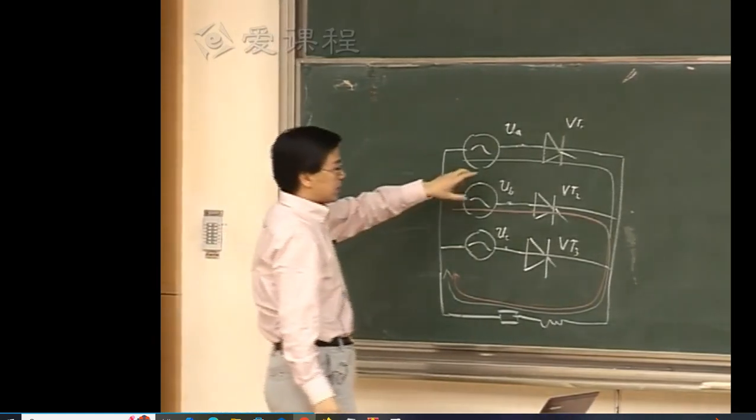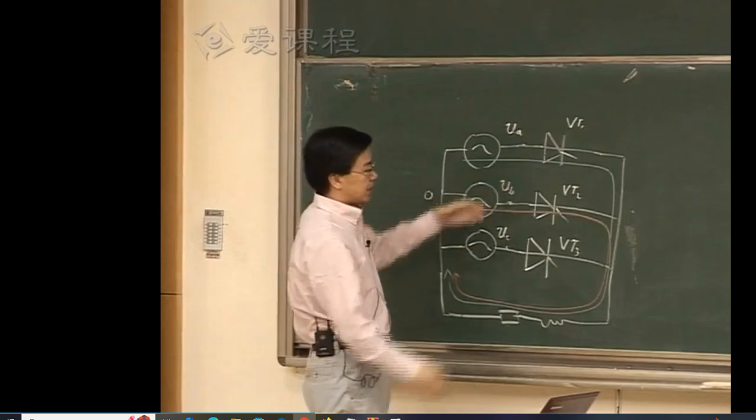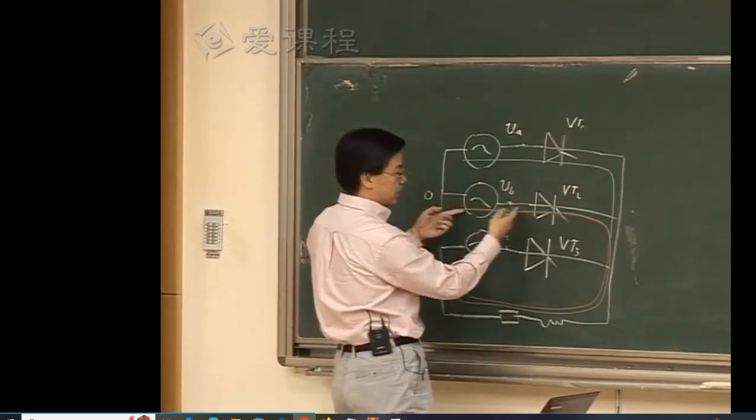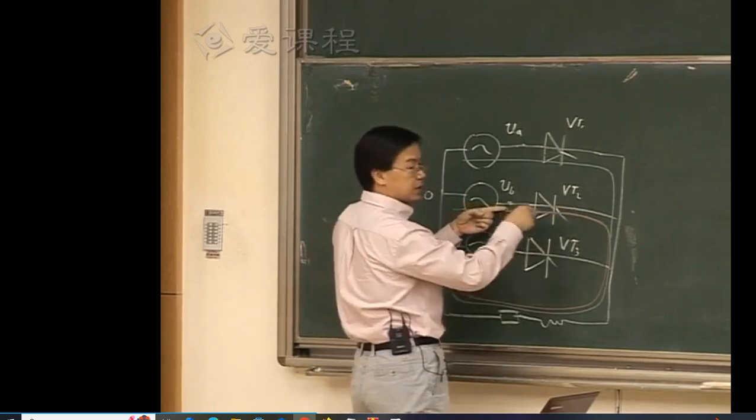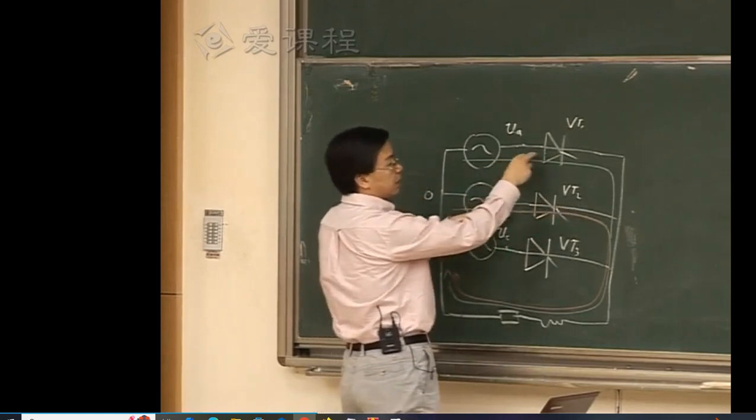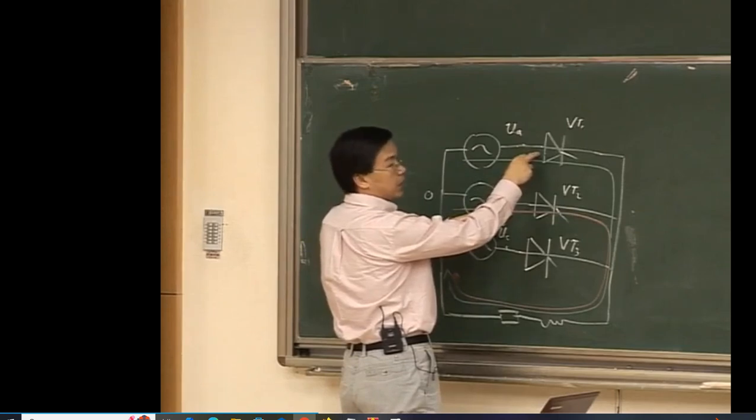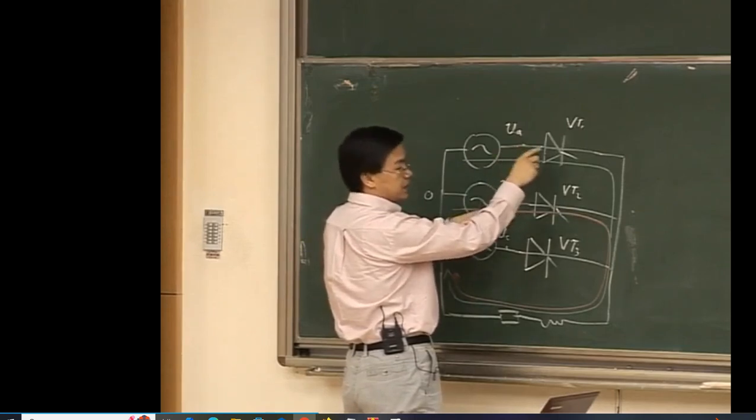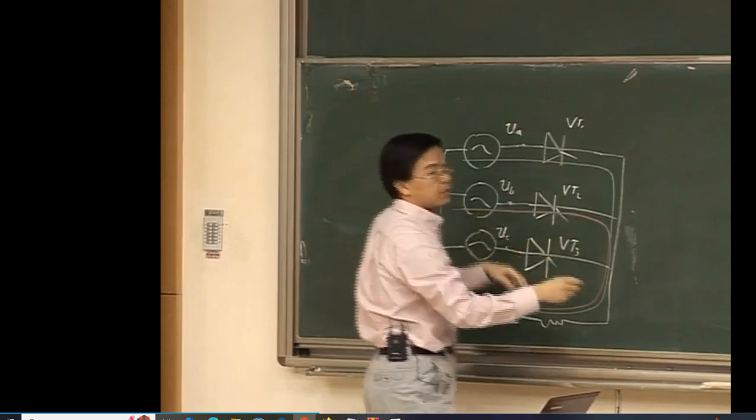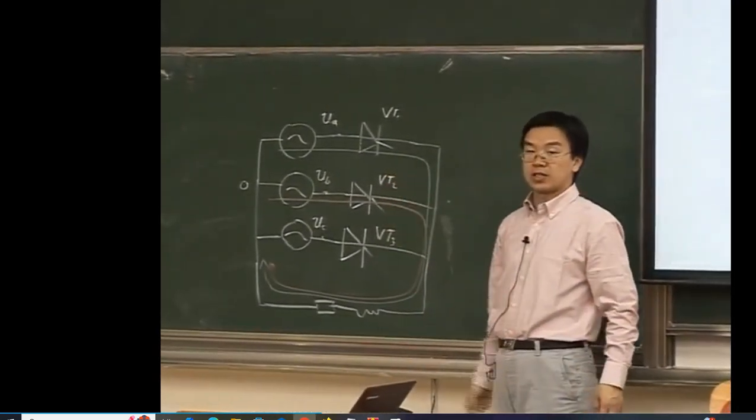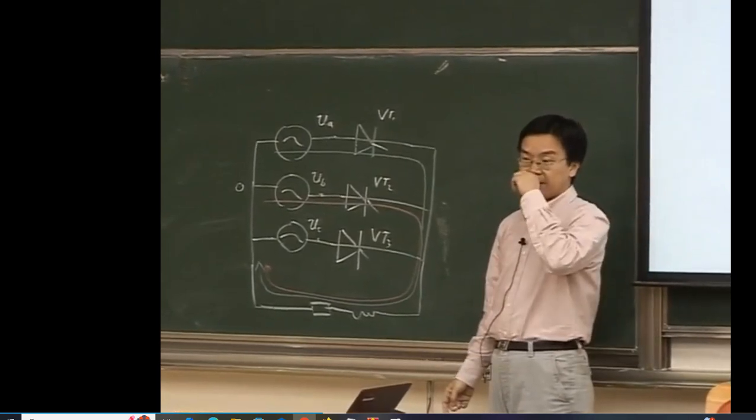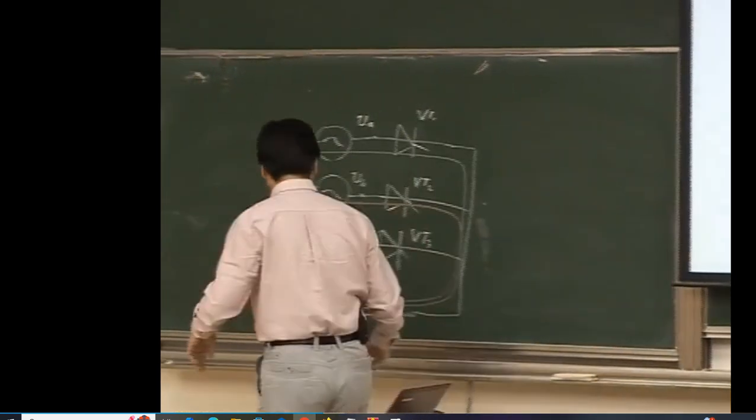During this commutation process, the current flowing through VT2 is changing from 0 to ID, increasing, and the current flowing through VT1 is changing from ID, decreasing to 0. That means during this process, both VT1 and VT2 are conducting. Both these two thyristors are conducting.